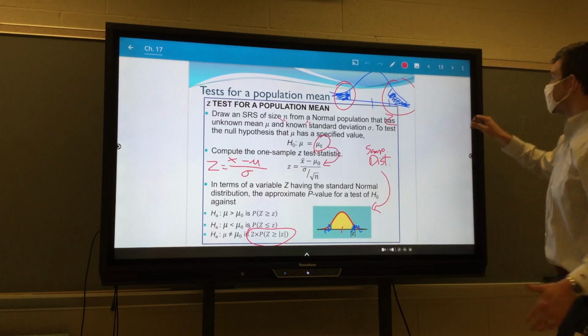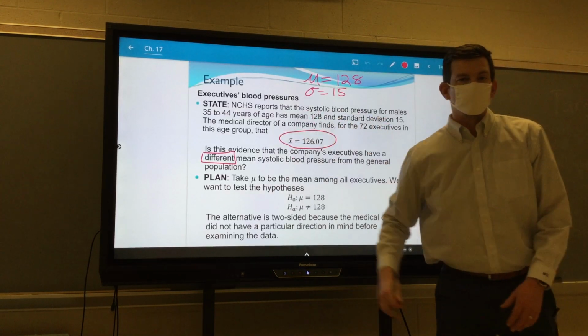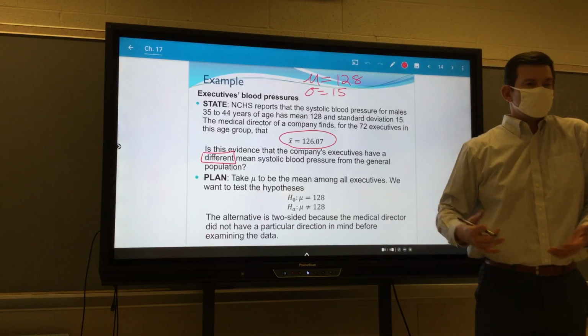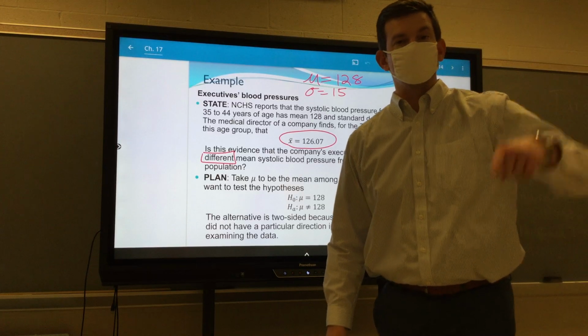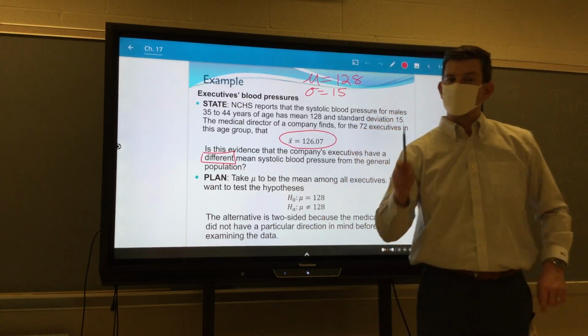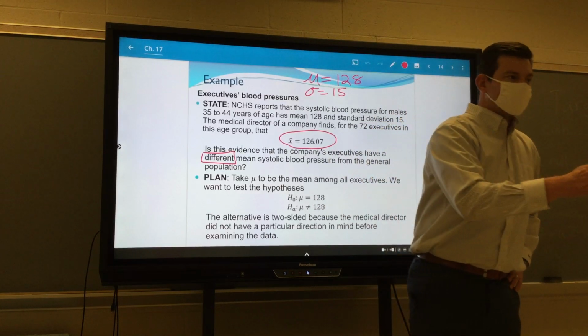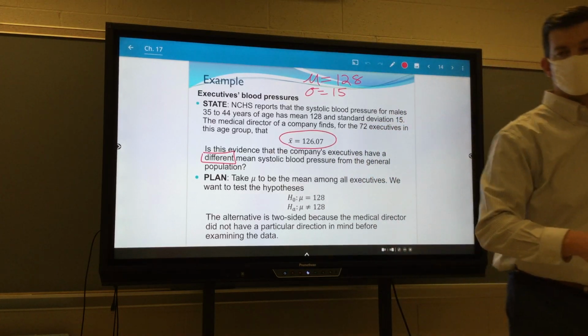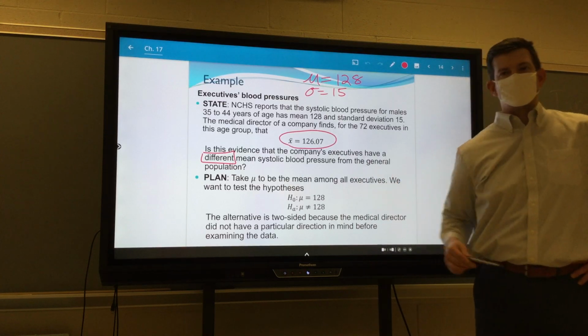But in this case, you don't know if it's bigger or smaller going into it. You just think it might be different. This is different from the sweetness example, where going into it, they suspected that the sweetener was losing effectiveness. It was losing sweetness. So they went into it with a one-sided alternative.